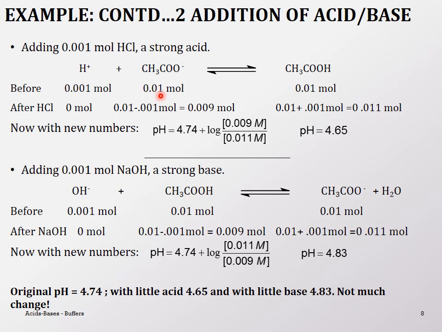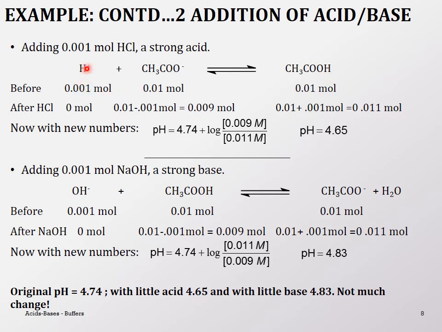Okay, remember? Because it was 100 milliliters, you only had 0.01 mole. If it was 1 liter, you would have 0.1 mole. So here it is 0.01 mole of the acetate, and then you also had 0.01 mole of the acetic acid. That's what you started with. And now you've added the acid to it.